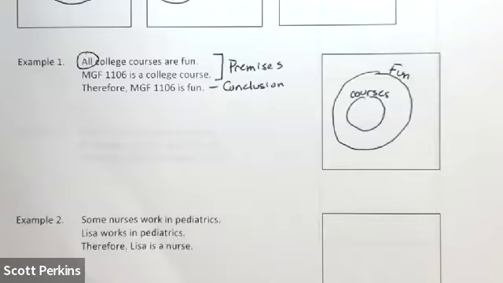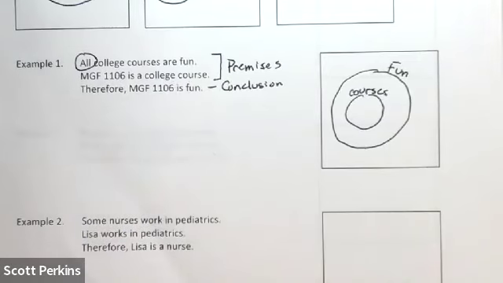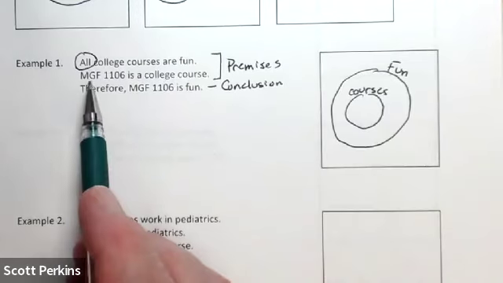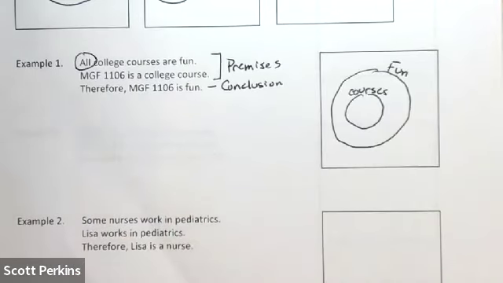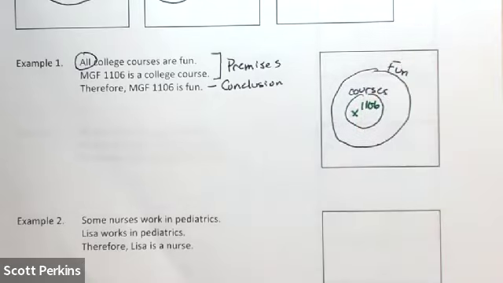Now, again, I know it's not necessarily true that all college courses are fun. Don't get distracted by whether one of these statements is true or not. We are just looking at the logic behind it, okay? So keep that in mind. So now, the next thing is MGF 1106 is a college course. Now, MGF 1106 is not a category. It's just a specific thing. So I'm going to just put a little X where MGF 1106 goes. So if MGF 1106 is a college course, where should I put my little X that represents it? Inside the small circle. So I'm going to put an X right there. I'm going to label it 1106 because I forgot to update the course number on the notes. Bad professor.